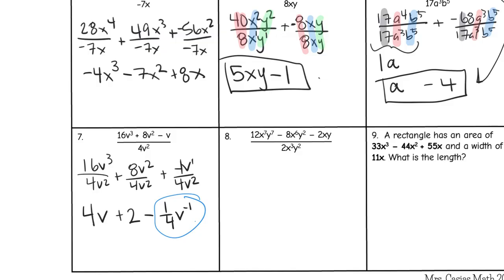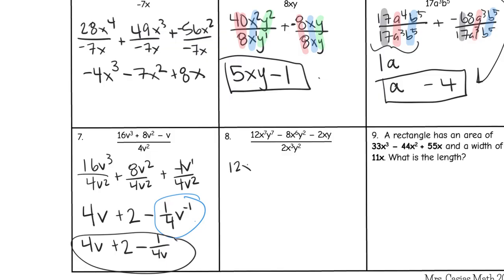But I can still write this. I'll have 4v plus 2. V to the negative 1 is like still just having that v in the denominator. So 1 over 4v. And this would be my final answer. Again, this is not a polynomial because we cannot have our variable in the denominator of a polynomial. Okay, we're almost there, guys.